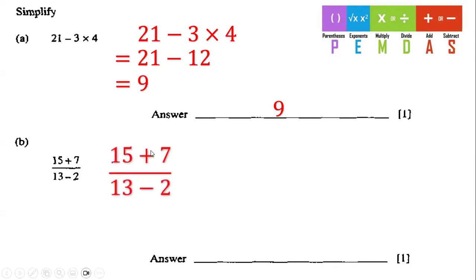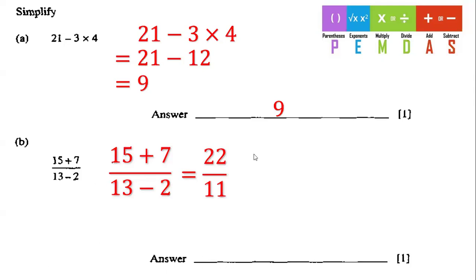So what is 15 plus 7? Can someone tell me what is 15 plus 7? 22. Only 2 persons know that. What is 15 plus 7, class? 22. Very good. And what is 13 minus 2? 11. Very good.